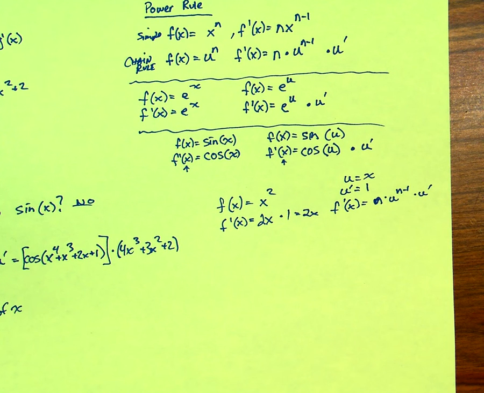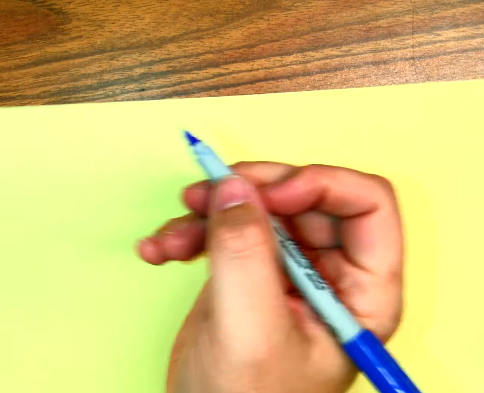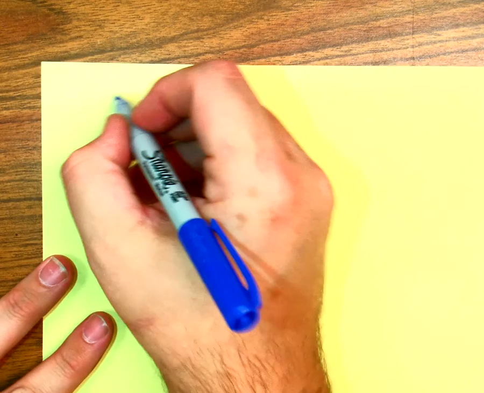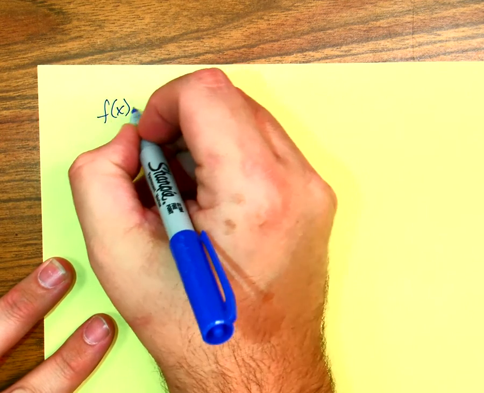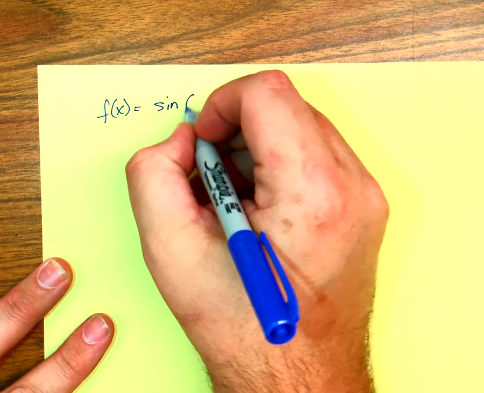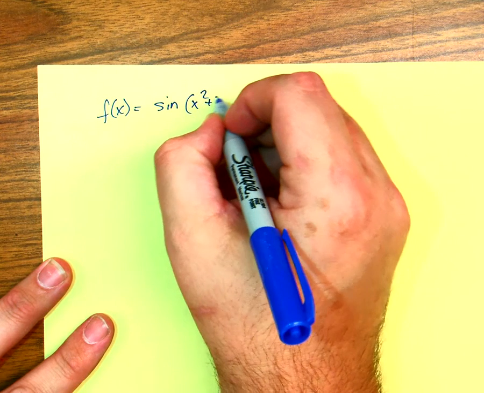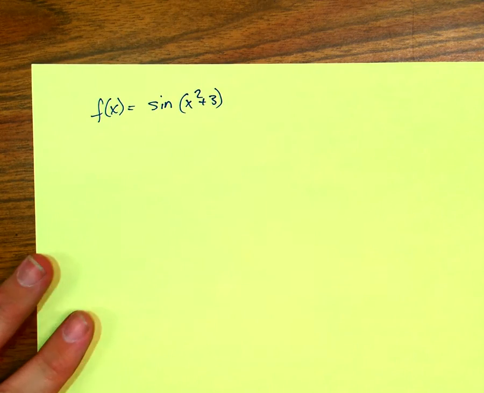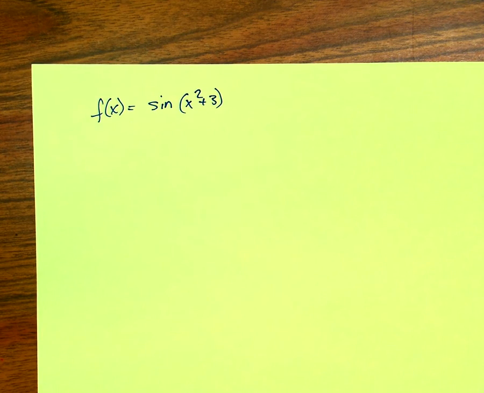I'll show you. Let's say, that's a good question, f of x is equal to the sine of x squared plus 3. Is that the sine of x? No. It's not the sine of x.